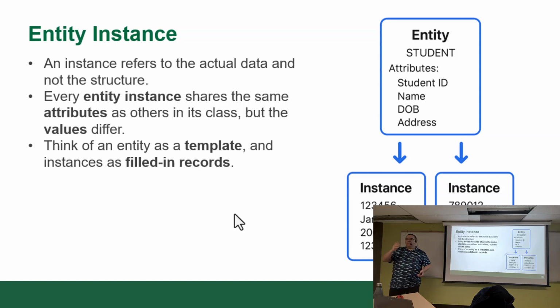So you had a table called students. The student table, in this case the entity, would have an ID, a name, date of birth, and address. All students have that information. There might be extra information that not everybody needs, but all that stuff is there. So the entity is a template. The instances are the filled-in records. The entity defines the structure. The instance is the actual data that goes into it.